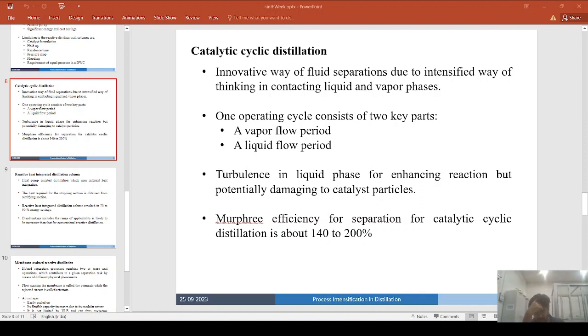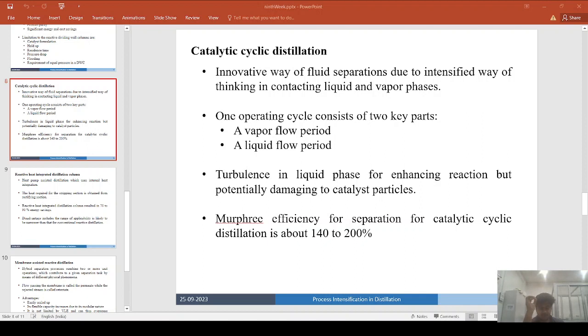So this leads to energy savings, and the numbers here are quite large: the primary energy savings can range from about 70 up to 90%. So that's a huge energy savings.